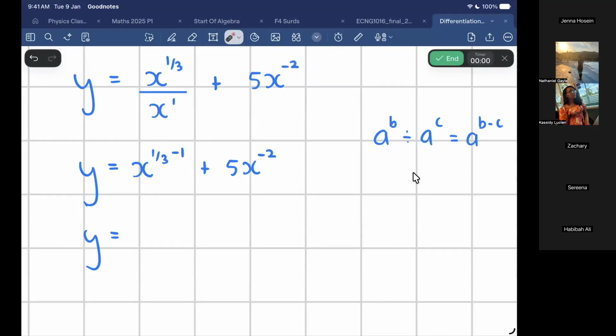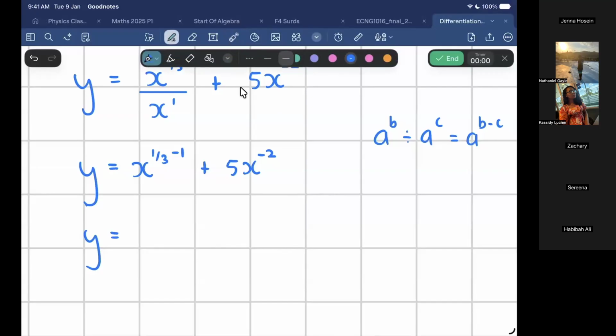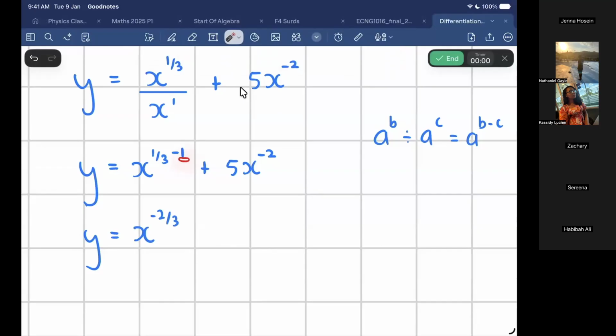Anyways, Habiba, what's a third minus 1? A third minus 1? Nah, that's not 2 thirds. You're close, but it's not 2 thirds. Anybody want to tell me what a third minus 1 is? Is it negative 2/3? Yeah, it's negative 2 thirds. So that's going to be x to the power negative 2 thirds. Right? Because the negative is by the bigger number. So your final answer is going to be negative.